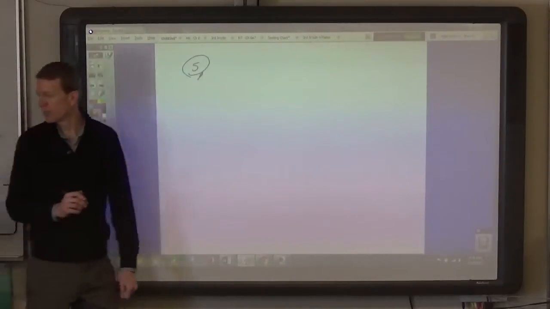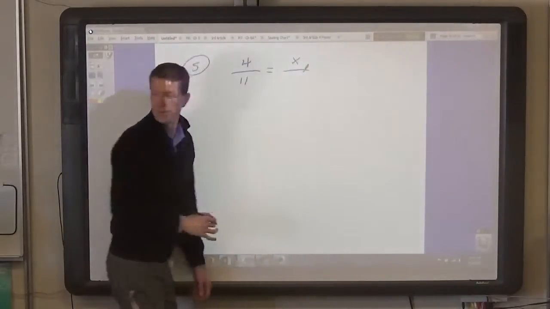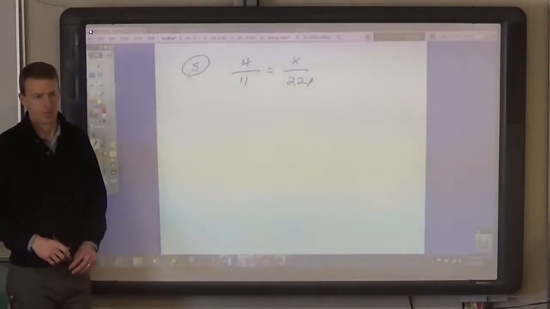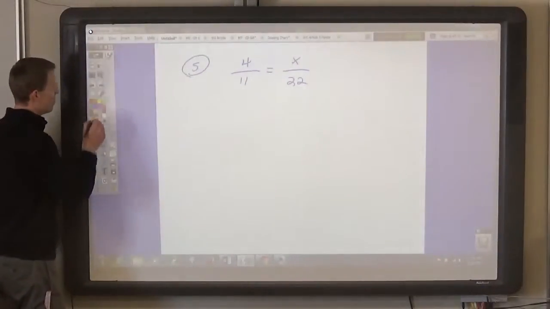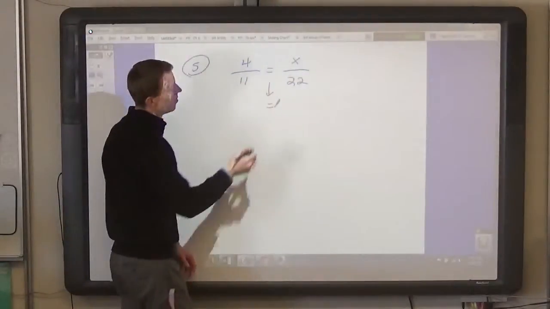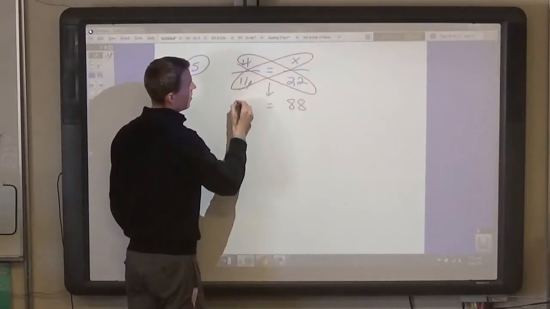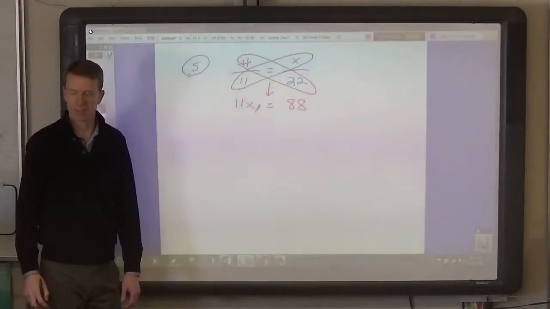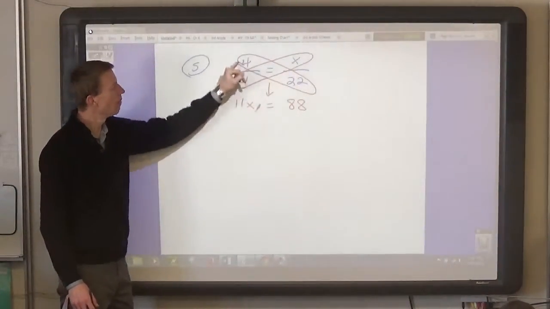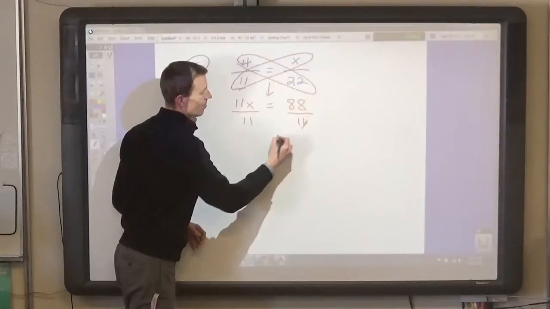4/11 equals x over 22. So, write the equal sign in between, write the answer to this here, and write this here, and then solve it. 11 times x is 11x, and 4 times 22 is 88. X equals 8.